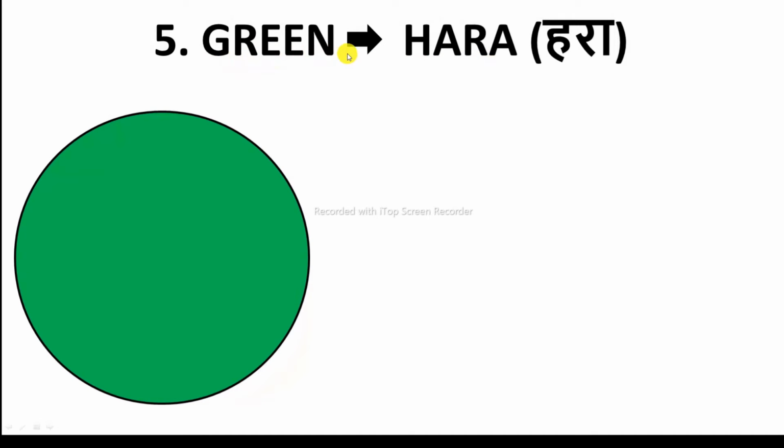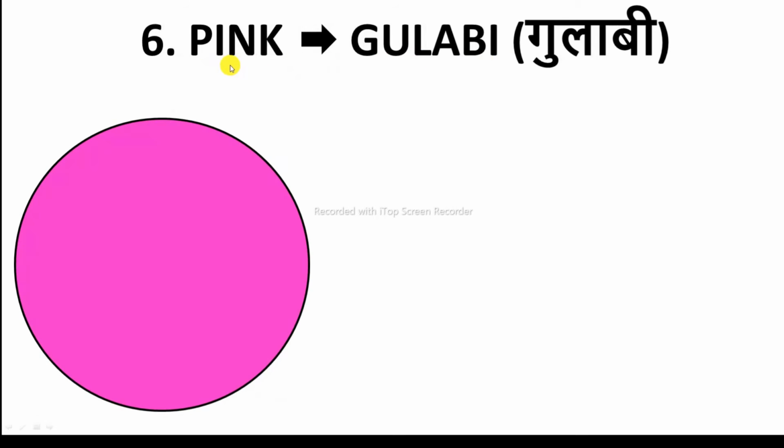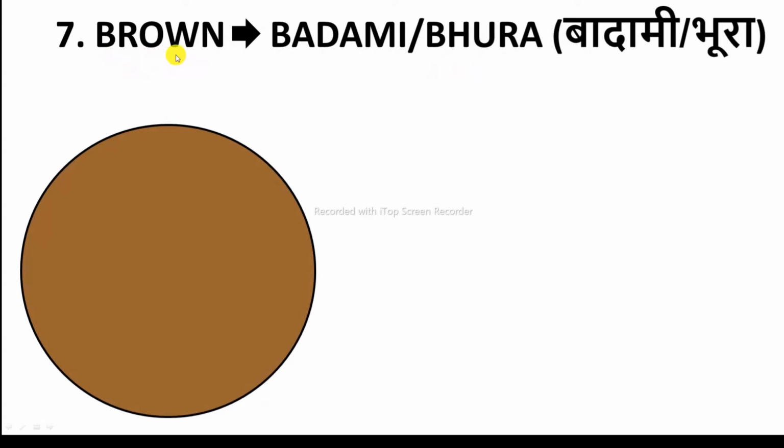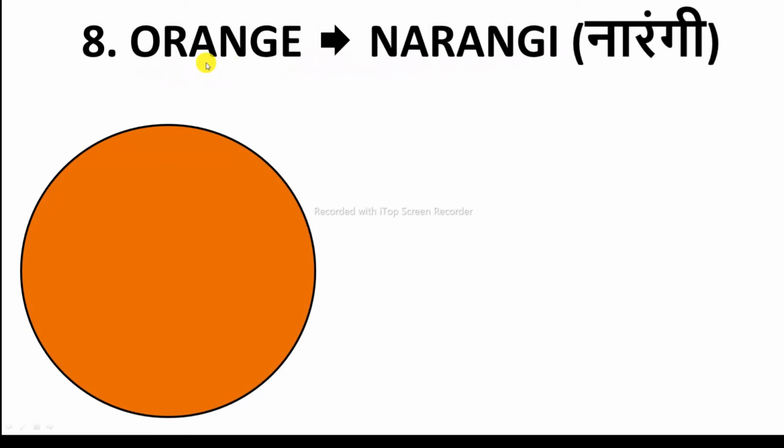Green. हरा. Pink. गुलाबी. ब्राउन. बादामी और भूरा. ऑरेंज. नारंगी.